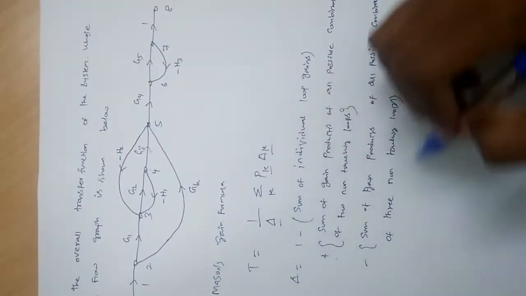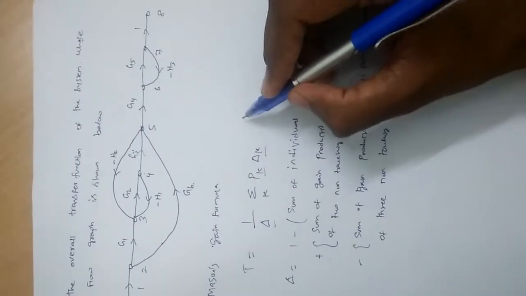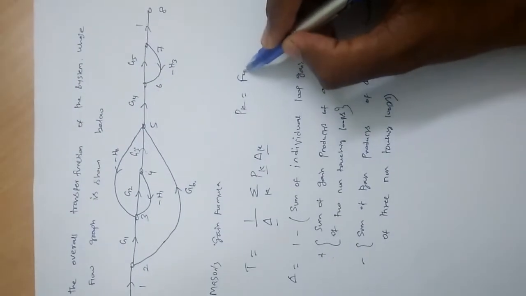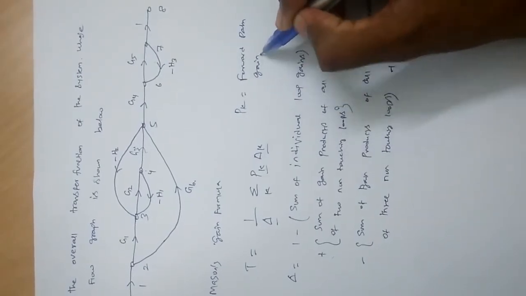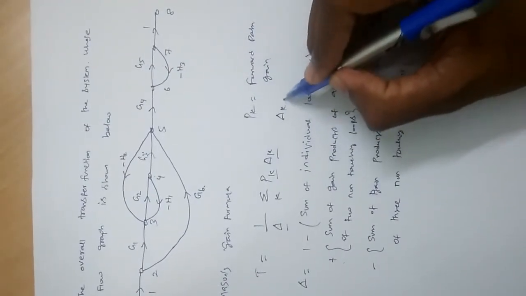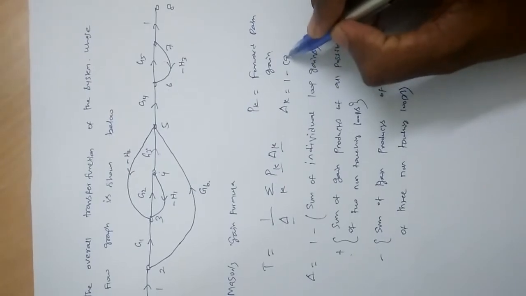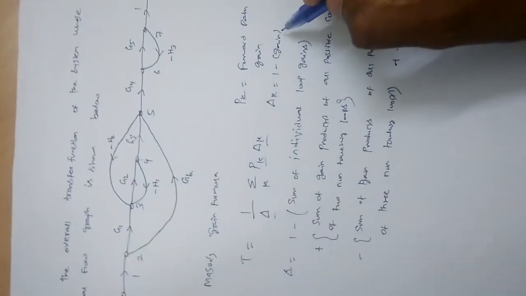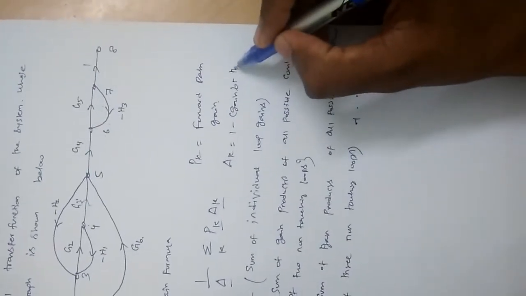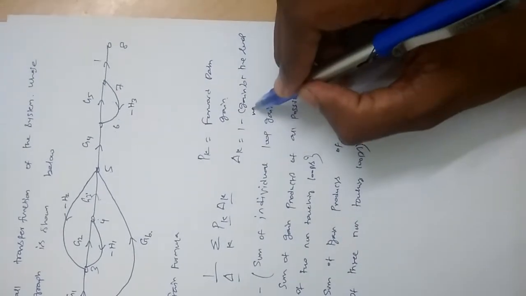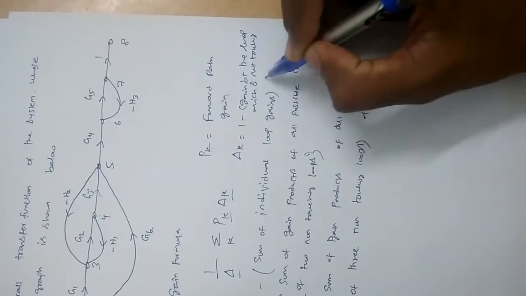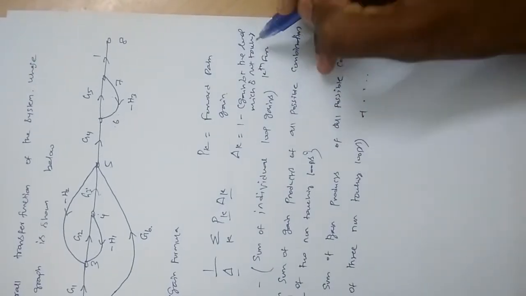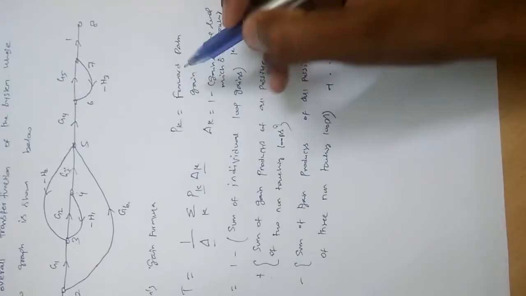So this delta formula is here. Pk is a forward path gain, and delta k is 1 minus the gain of the loops which are not touching the kth forward path. So this is the formula for delta k. So first we have to find the forward path gain.